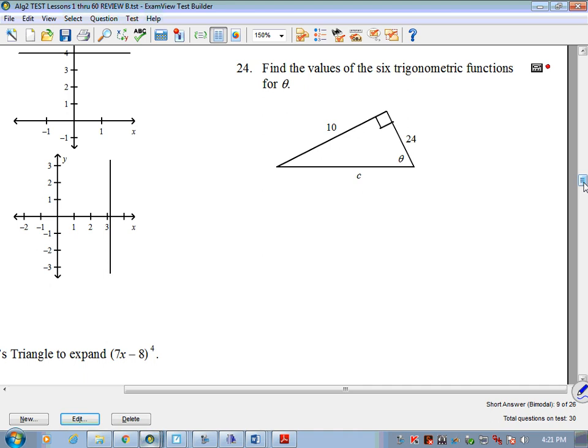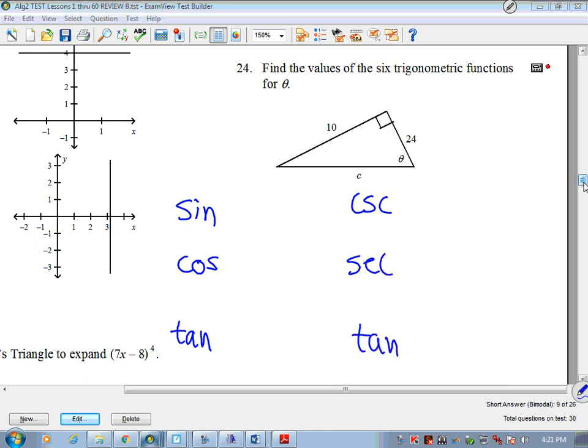All right, find the values of the 6 trigonometric functions. Our 6 trigonometric functions are sine, cosine, tangent. Then we have our reciprocal functions, which are cosecant, secant, and cotangent. And I think these will stay simple enough. We do have something that we need to do before we can go very far, and that's that first we need to know what our hypotenuse is.